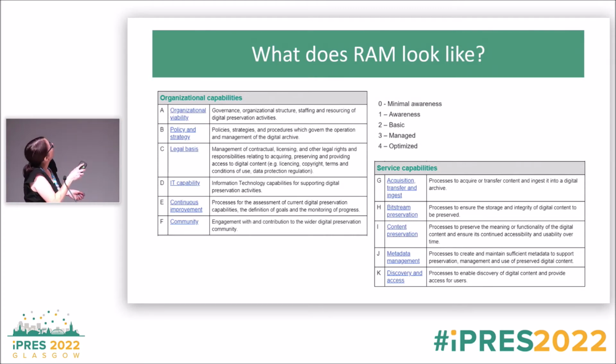And then on this side we have the service capabilities of RAM. These are much more the hands-on things that you need to be doing with digital content in order to preserve and provide access to it. And when you use DPC RAM, you simply work through each of those 11 sections, and using the scale up there from 0 to 4, you just mark yourself. You say, oh, currently we're at this level, and we want to be at this level. And you do that for all the 11 sections. Very straightforward.